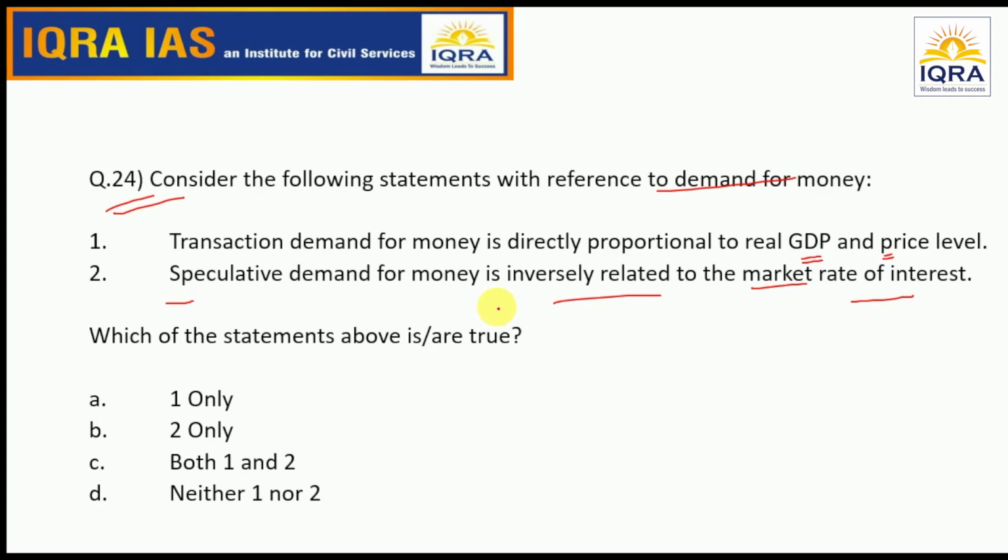So transaction demand for money is directly proportional to real GDP and price level. Yes, as price level increases, you will be needing more money for transaction. Speculative demand for money is inversely related to market rate of interest. Yes, if you are getting a better market rate of interest, definitely you will save your money and earn the interest rather than investing it for speculative purposes. So both the statements are correct.